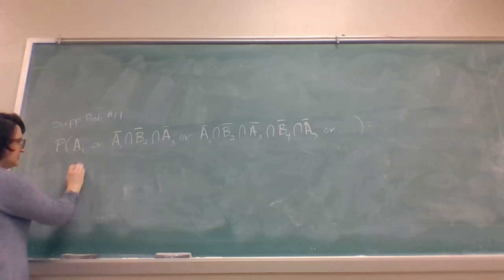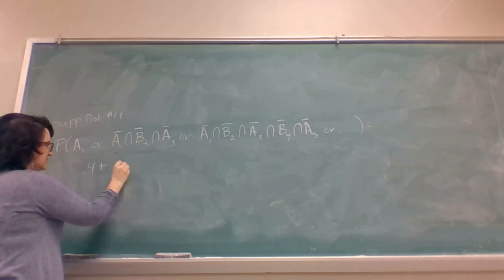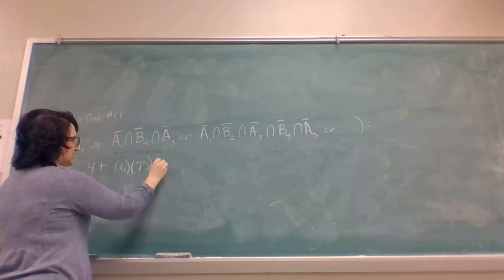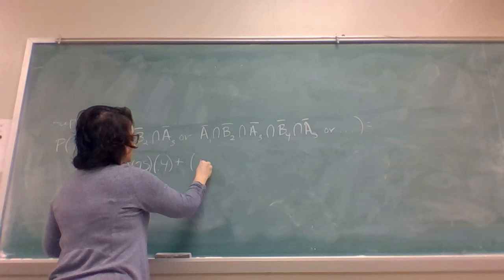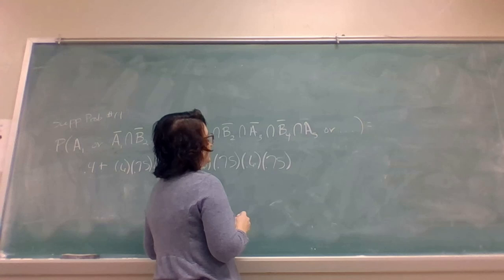Okay, so then we've got independence, so I can multiply to get the probability of this. The probability A misses is 0.6, B misses is 0.75, A hits is 0.4. Plus, A misses is 0.6, B misses is 0.75, A misses is 0.6, B misses is 0.75, A hits.